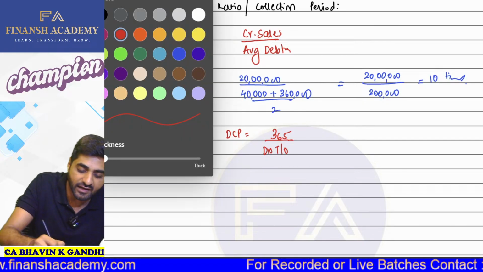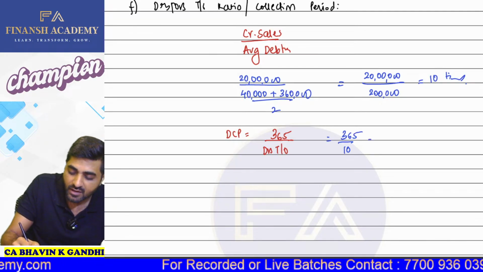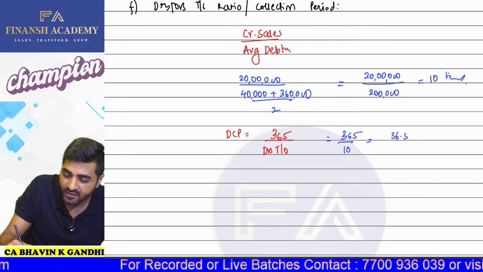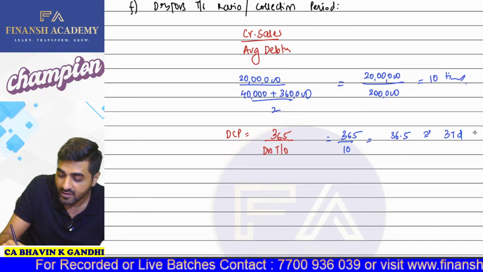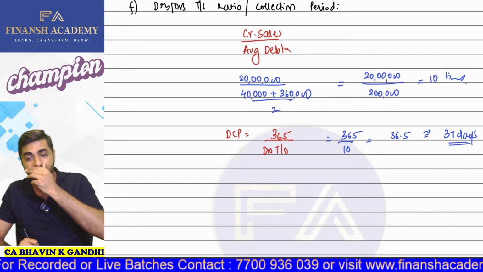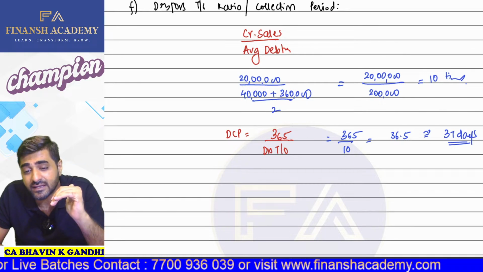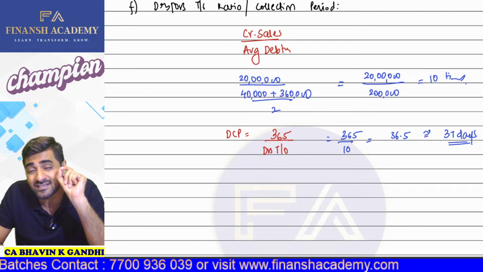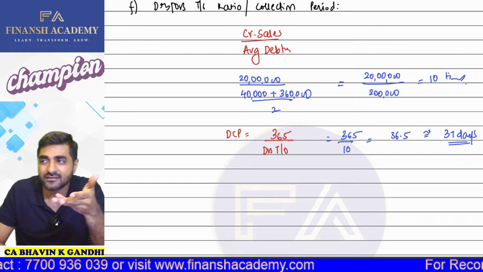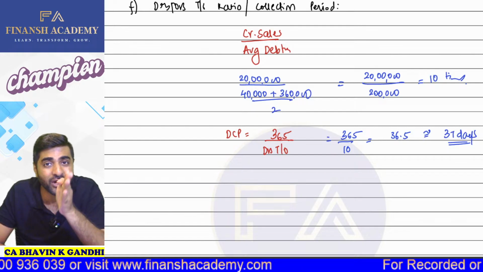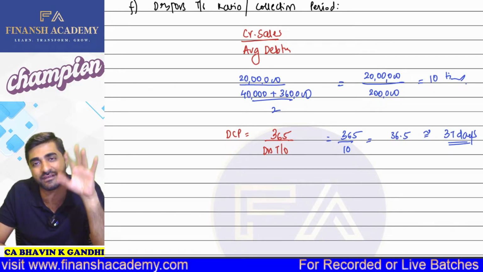So we will calculate this in days, 365 upon 10 times. So this will now be 36.5, so approximately 37 days. So this will be your debt collection period. Now you must be wondering, okay, sir, what if it's 36.3? So Institute rounds these days as we round off in normal rupee calculation. If it is 0.5 or more than 0.5, then next day. If it is less than 0.5, then the previous day.